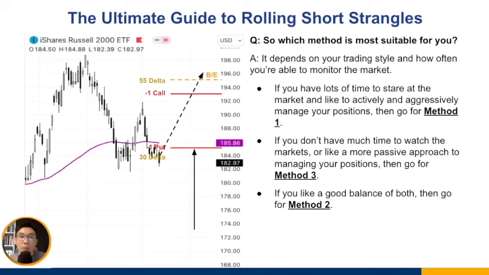And if you like a good balance of both, then go for method 2, where you only roll when your short strike is breached. This way is also pretty simple for you to just look at the charts, because you already know where your short strike is, and you don't have to worry about calculating where your break even is. All right guys, so this is how you roll short strangles, and I hope this video has been helpful for you.